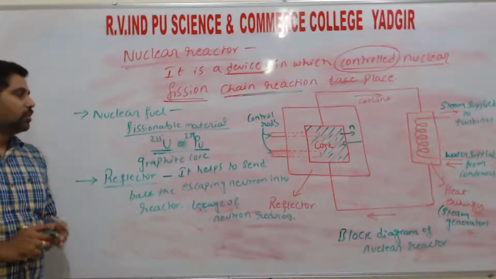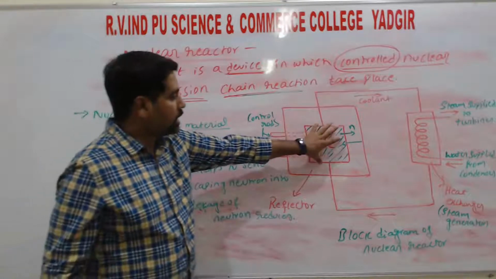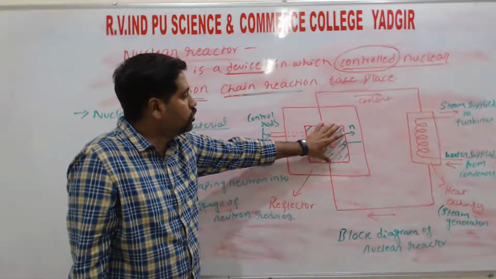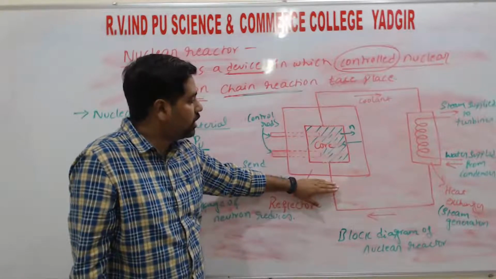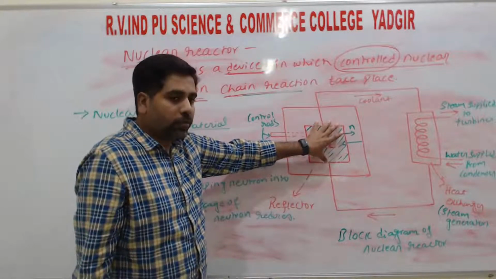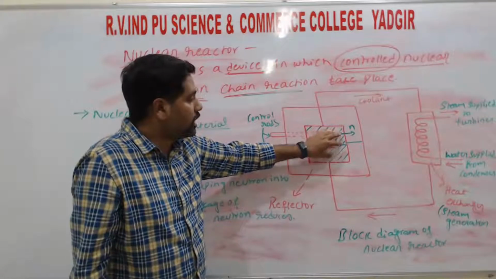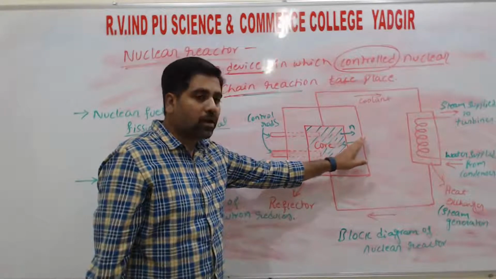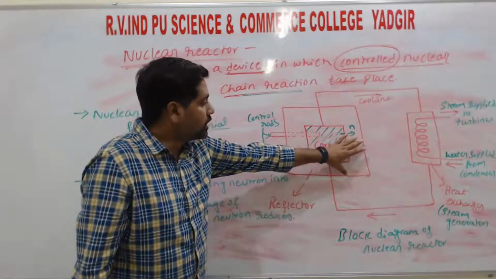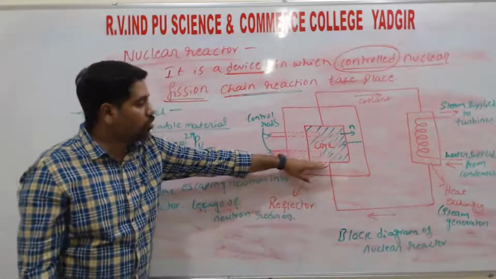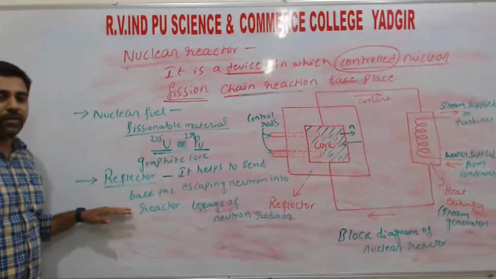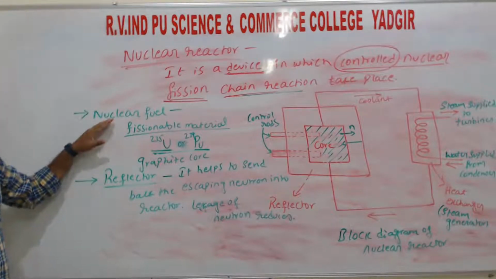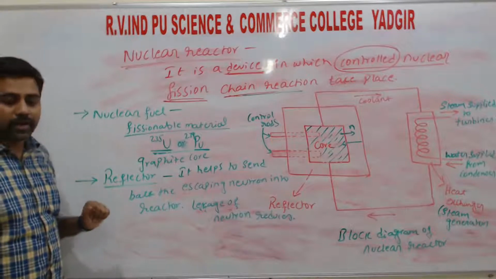So the first is the core. The core consists of the nuclear fuel, that is, fissionable material. This core is covered by the reflector. During the nuclear fission process, a number of neutrons are released, and those neutrons have a possibility of escaping from the core. Those escaping neutrons are sent back to the core with the help of the reflector. So these are the two: the first is nuclear fuel and the second is the reflector.